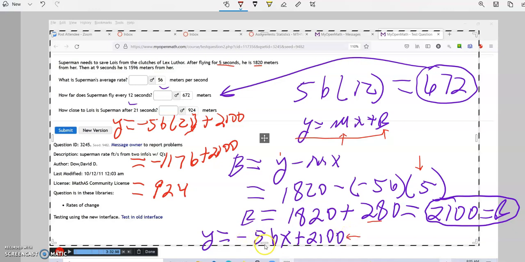So your equation then, we know the slope, negative 56. We know the y-intercept, 2100, so y equals negative 56x plus 2100. And now all we do is solve for any seconds, okay? In this case, they're asking for 21. So y equals negative 56 times 21 plus 2100. Negative 56 times 21 is negative 1176 plus 2100. So after 21 seconds, he is 924 meters from Lois.